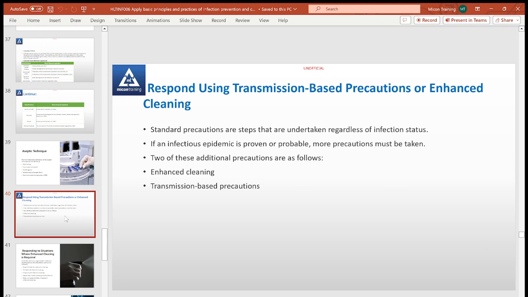Respond using transmission-based precautions or enhanced cleaning. Standard precautions are steps that are undertaken regardless of the infection status. So if an infection epidemic is proven or probable, more precautions must be taken. Two of these additional precautions are as follows. We have enhanced cleaning and transmission-based precautions.